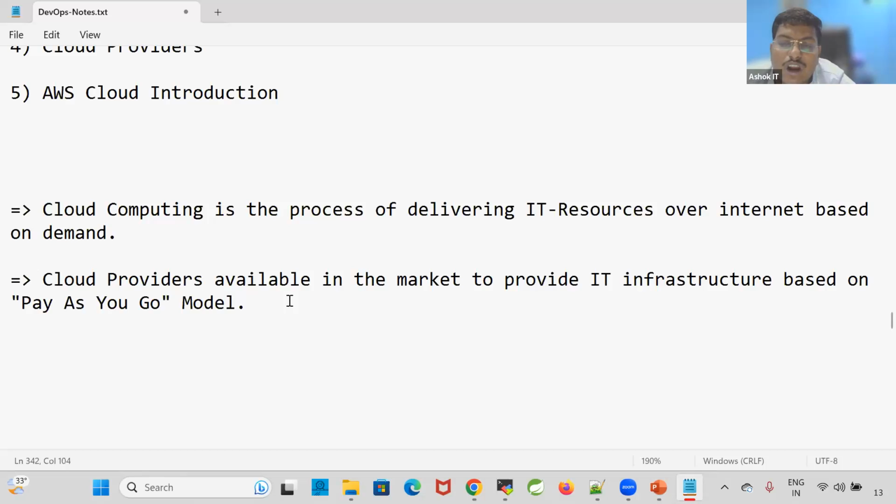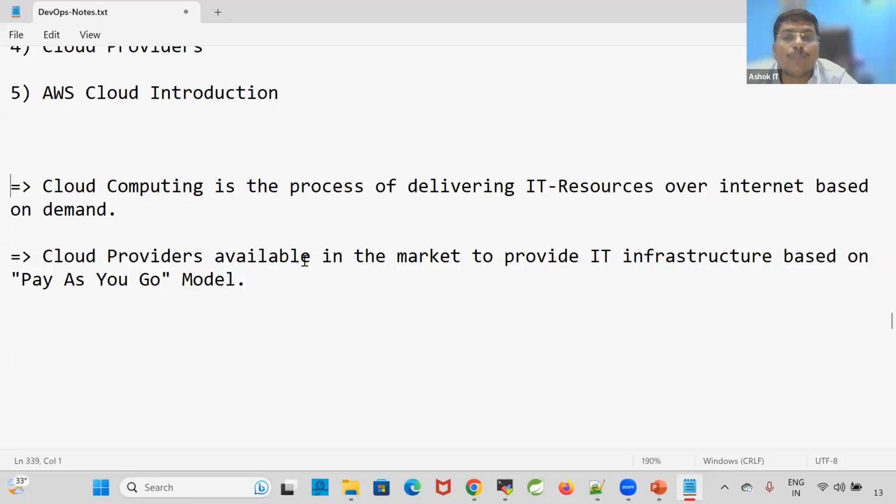Do I need to invest a lot of money? Do I need to bother about network? Do I need to bother about security? Do I need to bother about the infrastructure? No, we no need to bother about the infrastructure. Are you guys clear with my point? So now I hope you got the clarity.